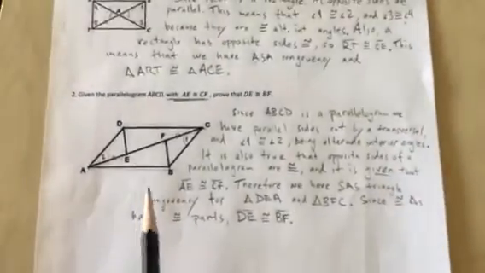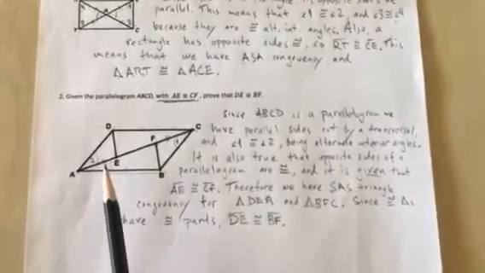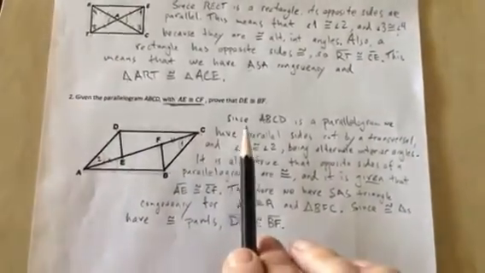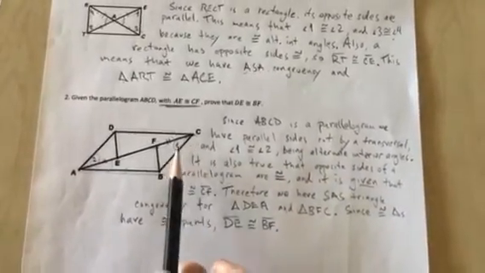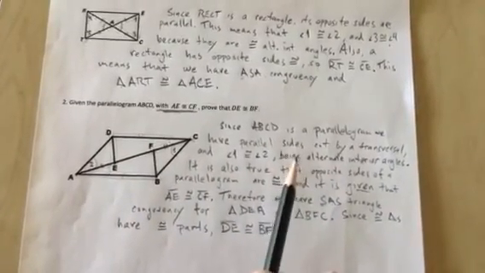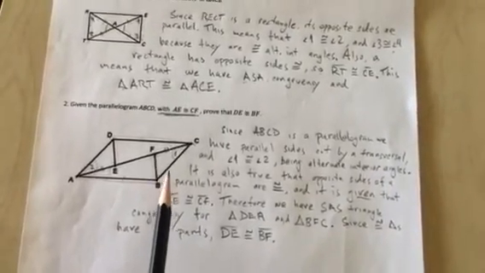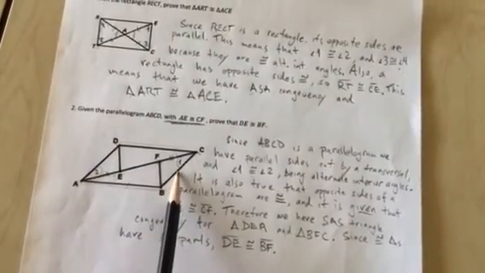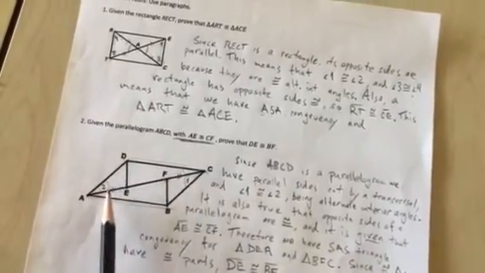The next proof, I think there's not quite as many ways to show this, but again, congruent triangles is what this proof is based on. I'll read it to you. Since ABCD is a parallelogram, we have parallel sides cut by a transversal, and angle 1 is congruent to angle 2. That's because they're alternate interior angles. It is also true that opposite sides of a parallelogram are congruent. So that side and that side are congruent. And it is given to us that FC and AE are congruent.